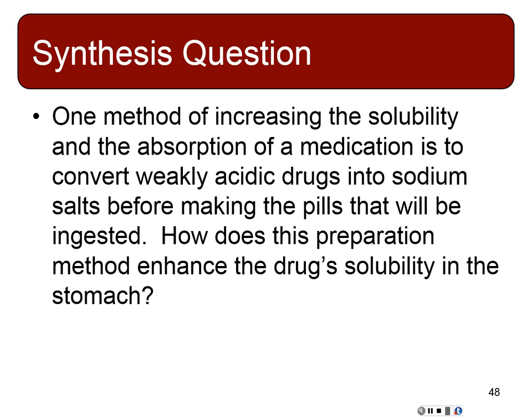So this is what chemists do. They'll take a weakly acidic drug, and then they react it with a base to make it a sodium salt. Okay. And like Tina said, this salt will completely ionize. But also, if you think about it, if you have a weak acid, its conjugate base is going to be what? Strong, right? So this A minus is going to be strong.